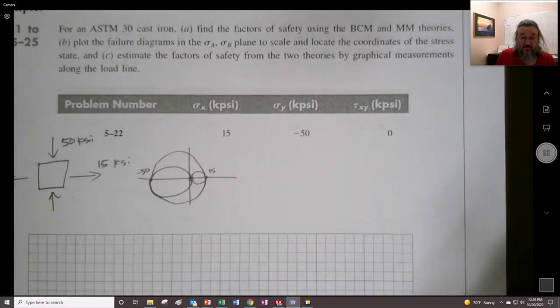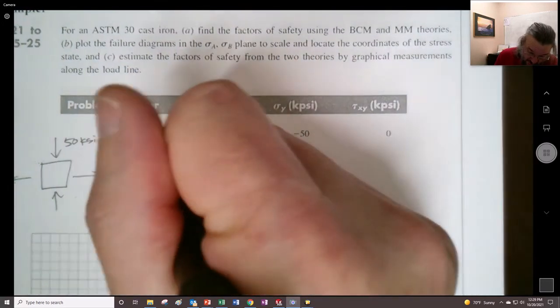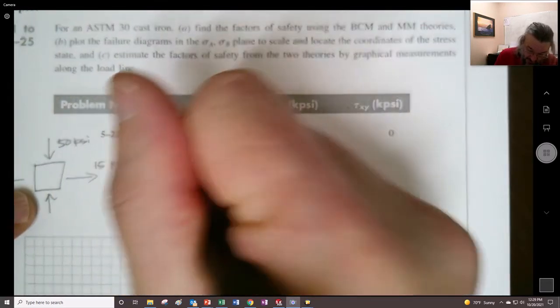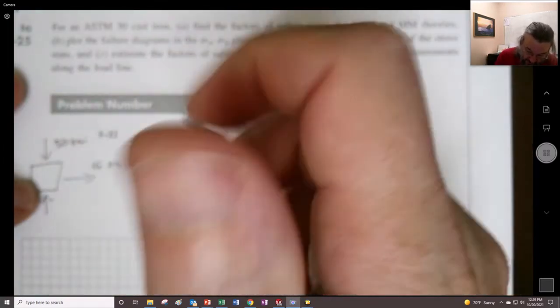But that was terrible. Wow. I have made fun of Mohr circles that were better drawn than that.